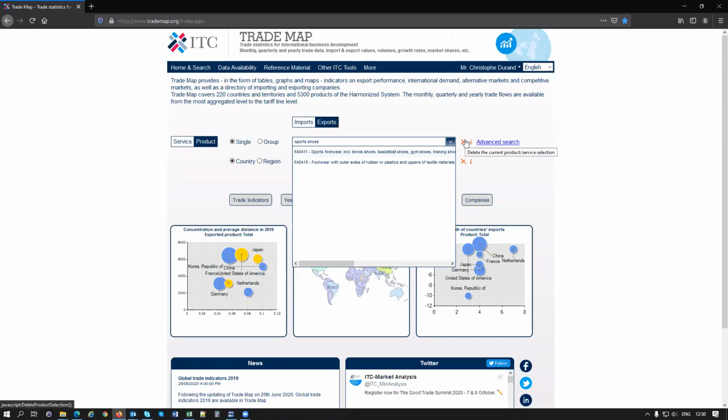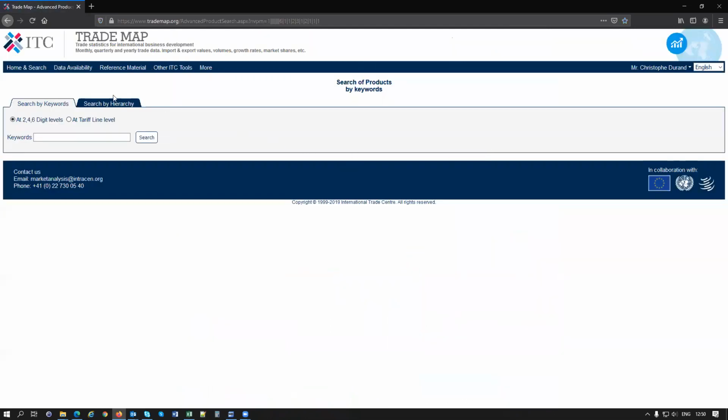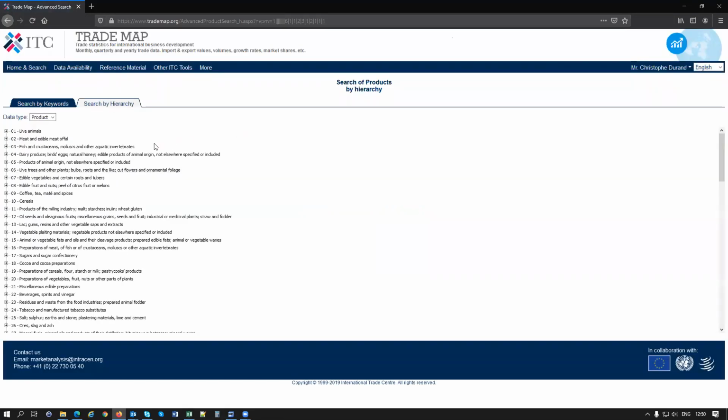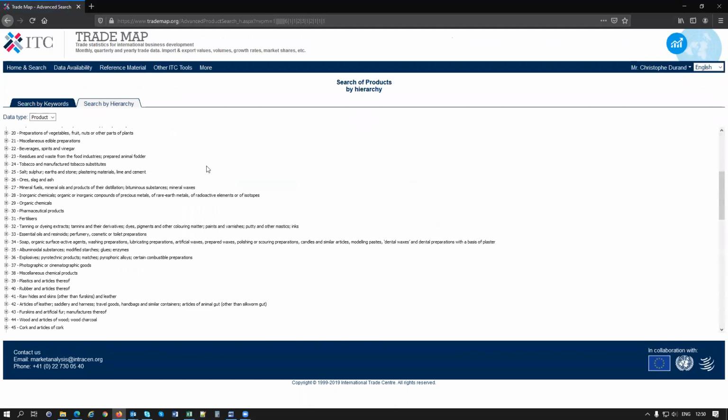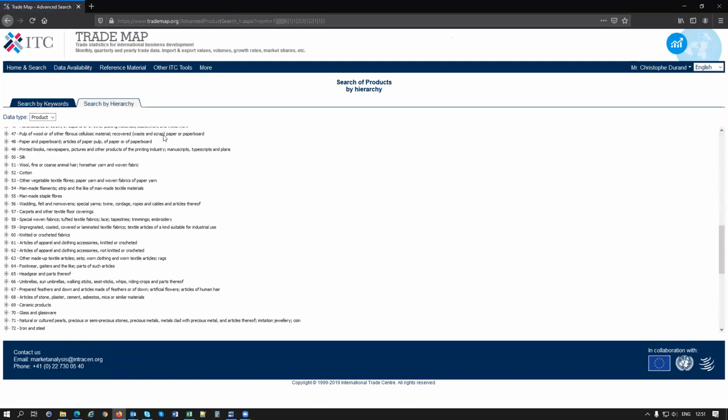For sports shoes actually. So just to be sure, let me go to the advanced search and search by hierarchy again. I could also type sports shoes in the keywords over there, and that would do something very similar. But in order to have an exhaustive overview of the different kinds of shoes and the different kinds of sports shoes, I will go in the search by hierarchy. Right. So likewise, I'm scrolling.